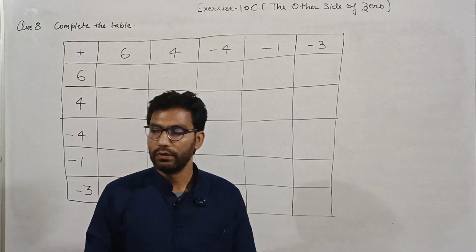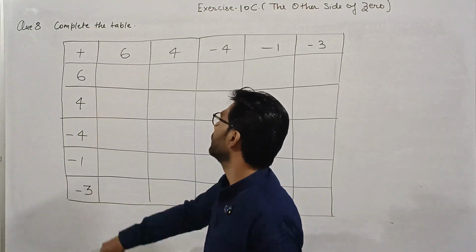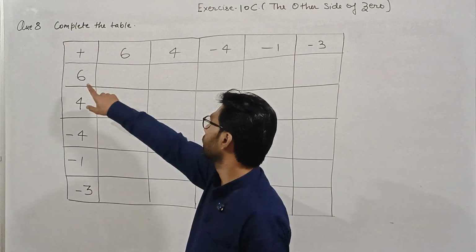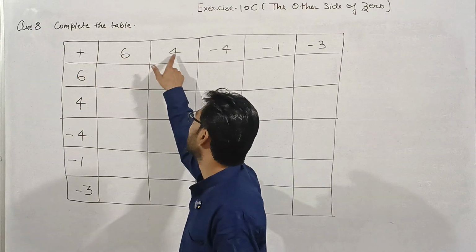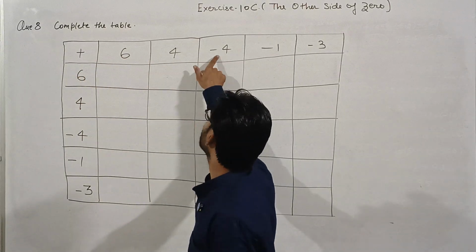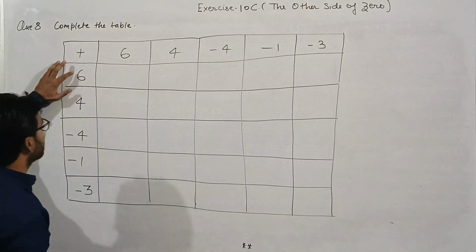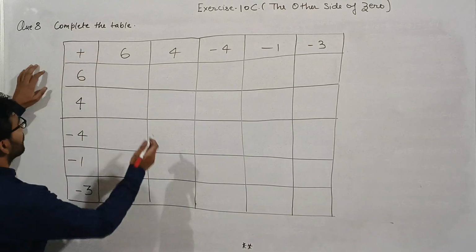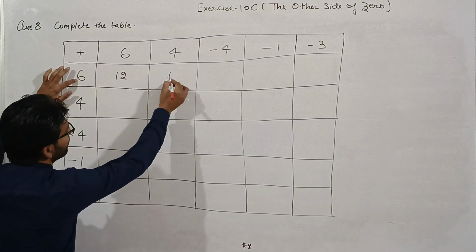In question number 8, we need to complete the table with the given row and column. So what's the pattern? We need 6 plus 6, 6 plus 4, 6 plus minus 4. I think this one is very simple. 6 plus 6 is 12. 6 plus 4 is 10.